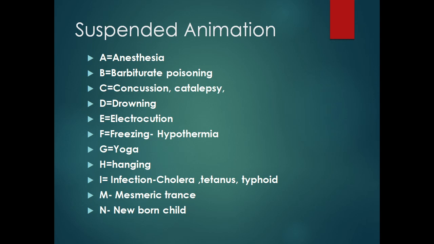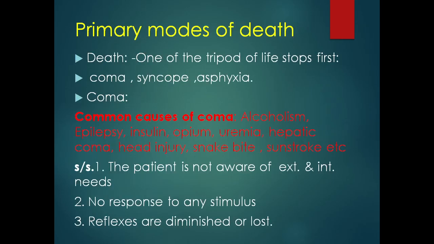Then, you remember these causes of suspended animation by the ABCD mnemonic. A for anesthesia, B for barbiturate poisoning, C for concussion and catalepsy, D for drowning, E for electrocution, F for freezing, hypothermia, G for yoga, H for hanging, I for infection, cholera, tetanus, typhoid, M for mesmeric trance and N for newborn child. So, these are the various causes of suspended animation. You will get a short note on suspended animation. In viva also it is asked what is suspended animation. So, you will have to remember suspended animation.